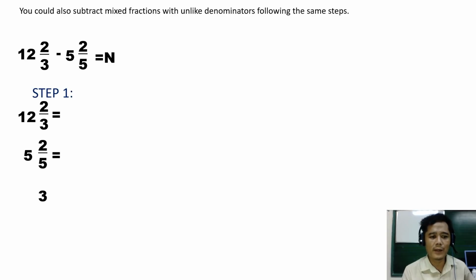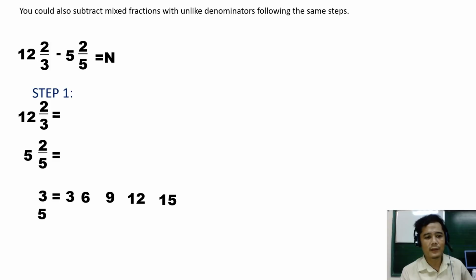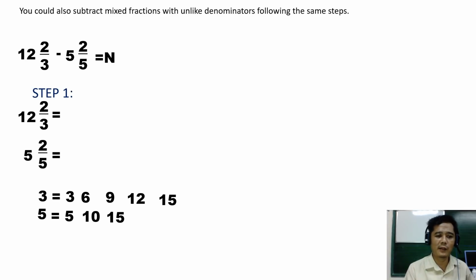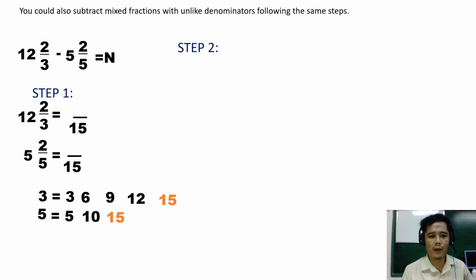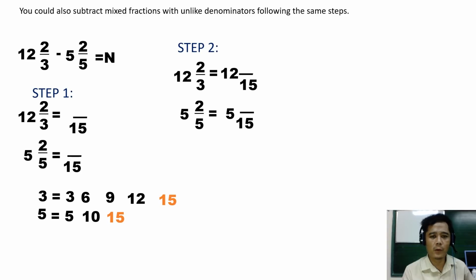So 3, skip counting lang ulit tayo. 3, 6, 9, 12, 15. Yung 5, 5, 10, 15. So meron na ulit tayong LCD. The LCD of 3 and 5 is 15. Yan po. So, pwede na tayong mag-proceed sa second step para hanapin po yung nawawalang numerators nila.